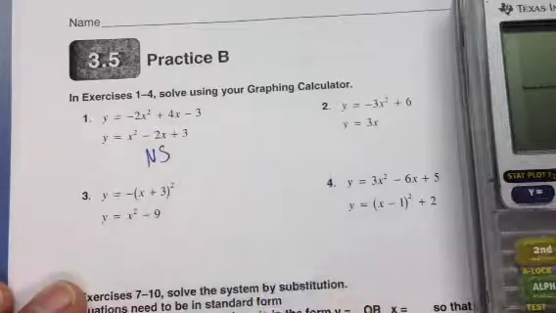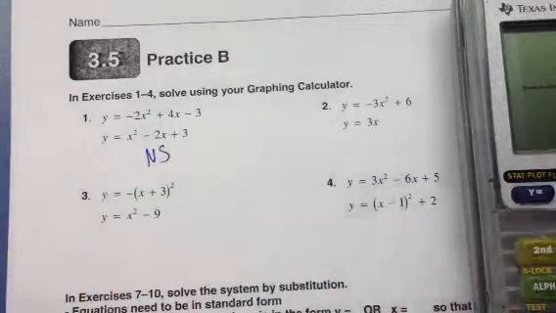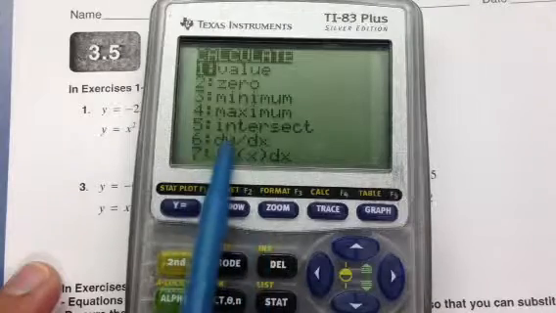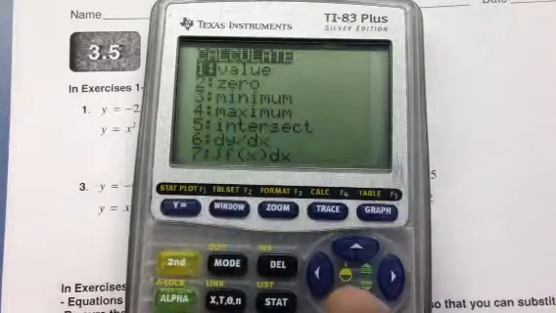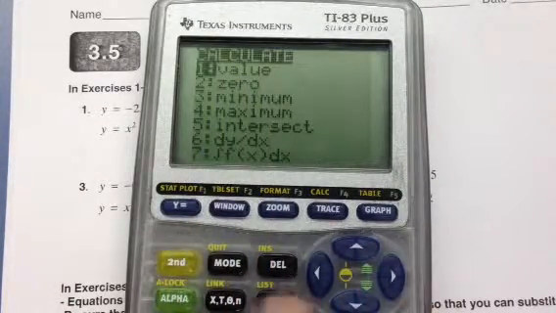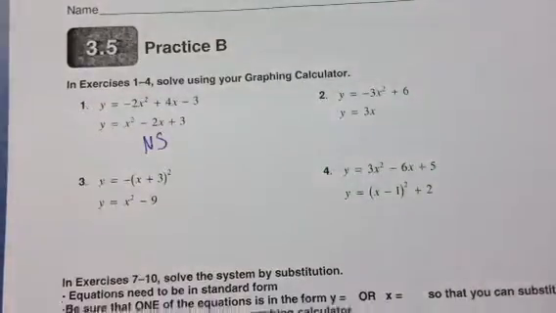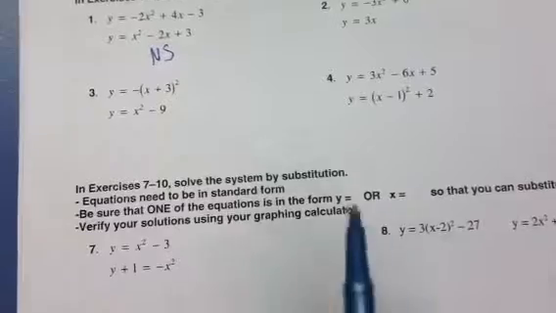So let's go to this one, so you can try the rest. And if they do meet, you're going to use second trace. You're going to use the fifth option, and you just have to move that cursor close to where the two meet. All right? Okay, so in exercises 7 through 10, you're going to solve.